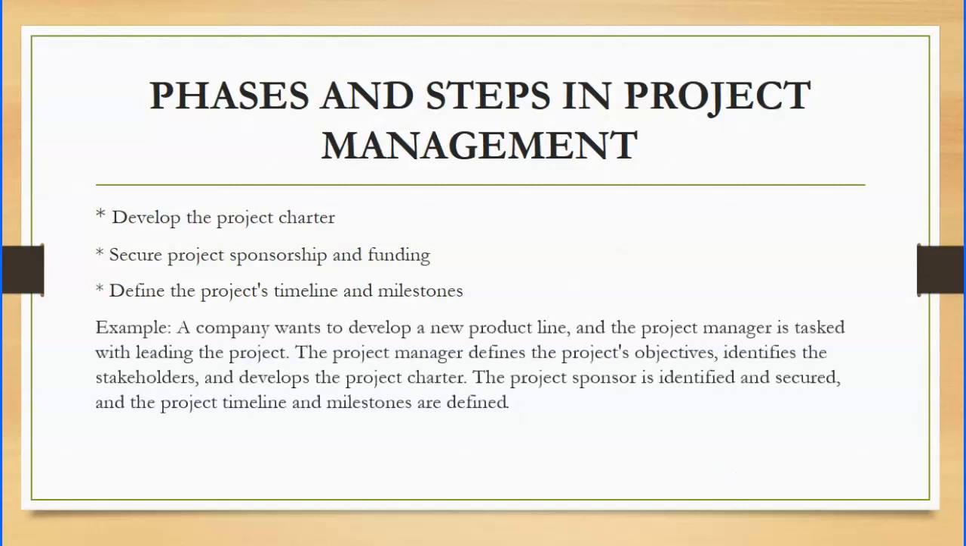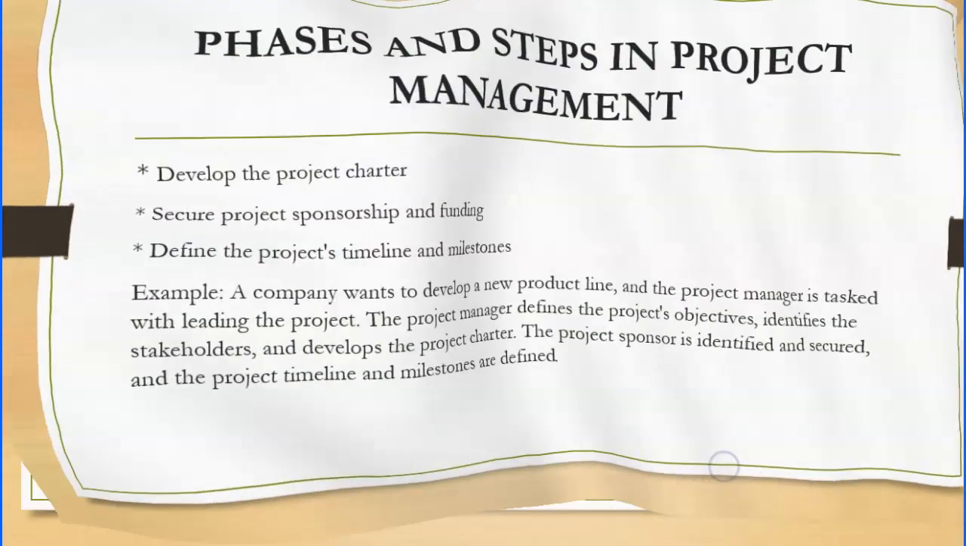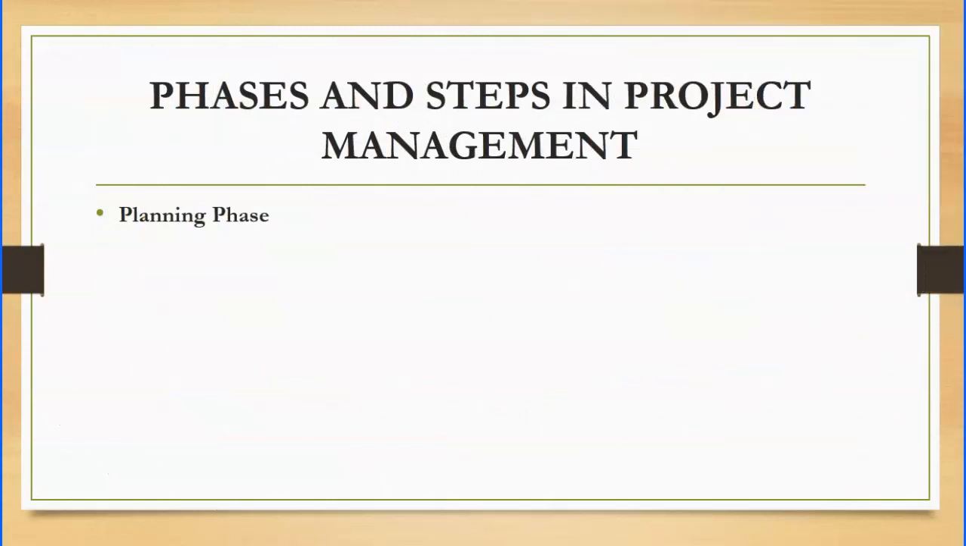For example, a company wants to develop a new product line. The project manager is tasked with leading the project. The project manager defines the project's objectives, identifies the stakeholders, and develops the project charter. The project sponsor is identified as well and secured, and the project timeline and milestones are identified. We go to the next phase.